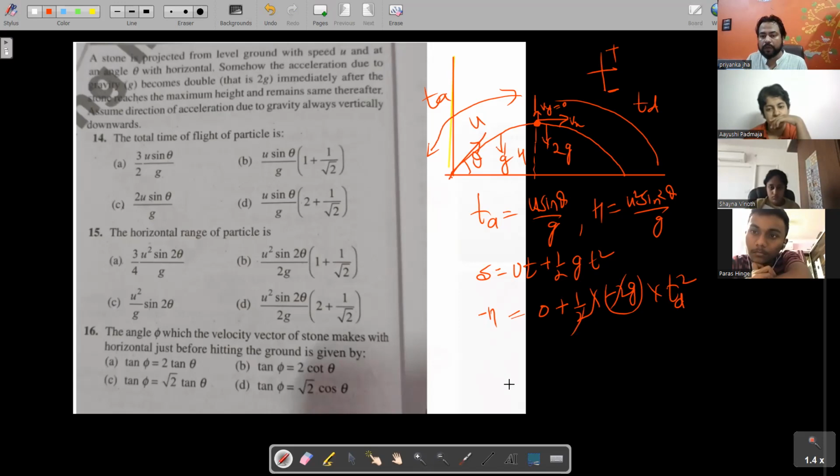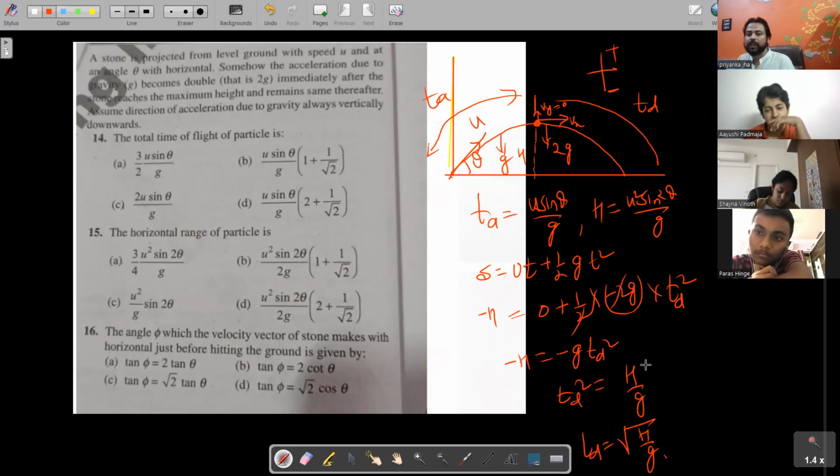Now this 2 is gone. So minus h equal to minus g into td square. So this td square is h upon g. So this td is under root h by g. Now you can also relate this ta to h. How? From here to here, while going up, the displacement would be plus h upward equal to ut.